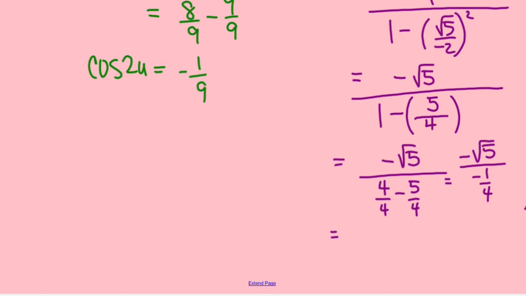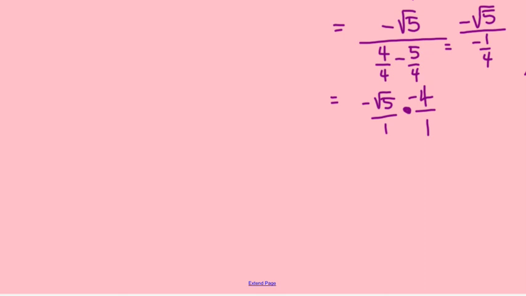Now I'm going to go ahead and change that negative square root of 5 to a fraction. And then I'm going to change the division to multiplication and then flip that fraction in the denominator by reciprocating it. Now we multiply across. 4 square roots of 5 over 1 is 4 square roots of 5.